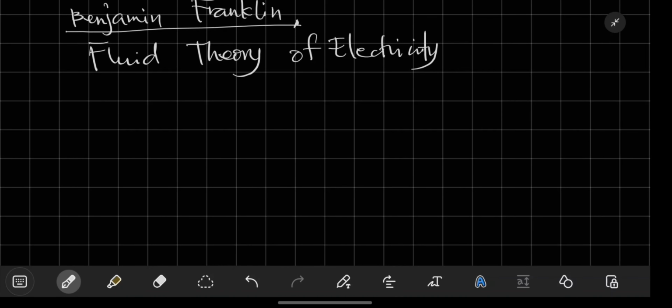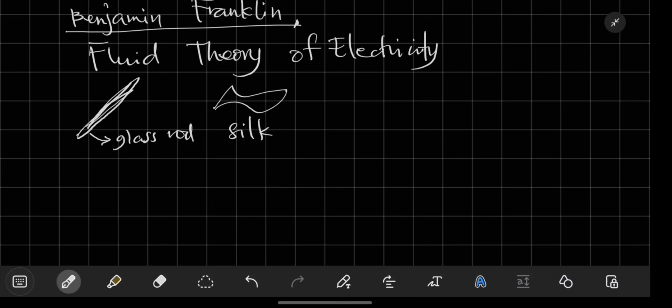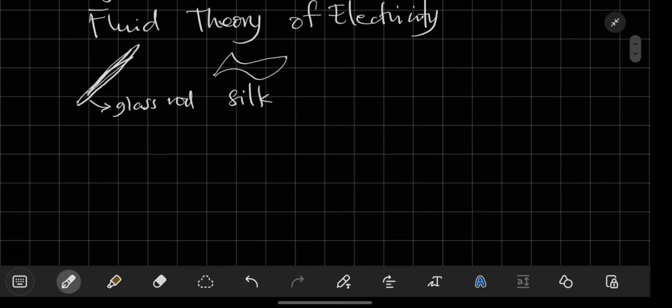So, meron siyang ginawa mga experiments doon. Yung unang experiment niya ay gumamit siya ng two objects. Yun yung glass rod. Yung pangalawa ay yung tinatawag na silk. This is a glossy silk. Tela yan na glossy, yung makintab. So, ang ginawa niya dito, nirub niya itong silk doon sa glass. So, after rubbing the silk to the glass, he felt something charged to the glass.